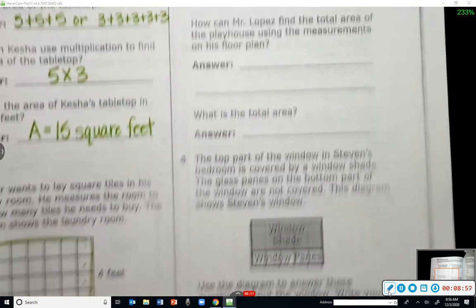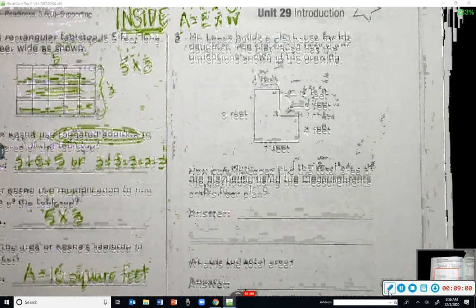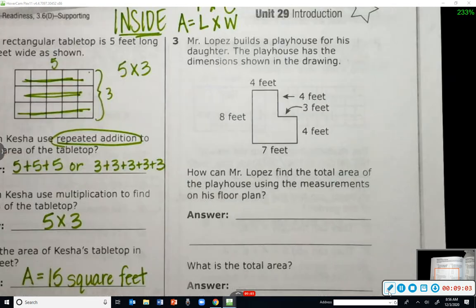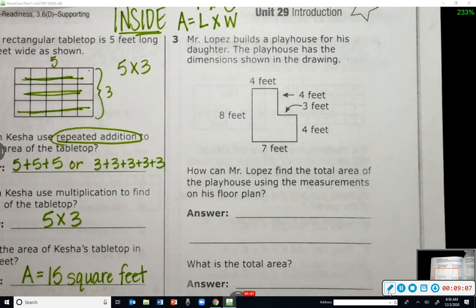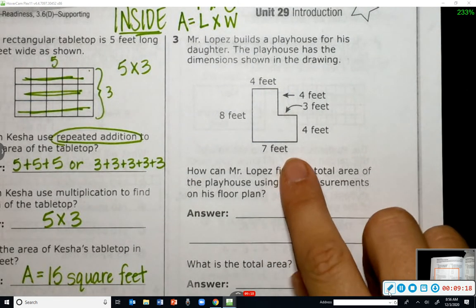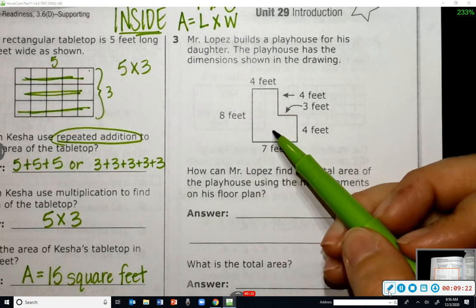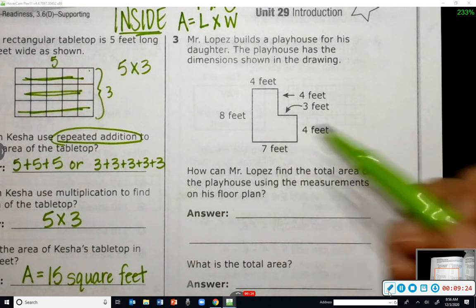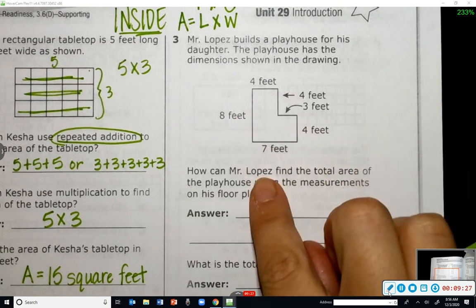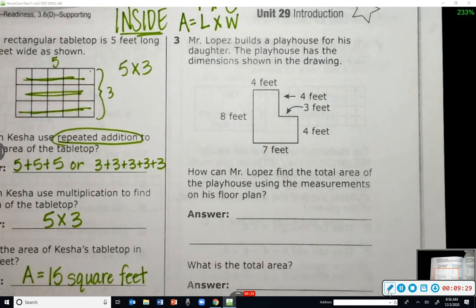Number 3. Mr. Lopez builds a playhouse for his daughter. The playhouse has the dimensions shown in the drawing. How can Mr. Lopez find the total area of the playhouse using the measurements on his floor plan? Okay, this is kind of like the ones we practiced on the very first day. We went up to the board and some of you guys drew a line to break it up, right? Yeah. That's what we need to do here.